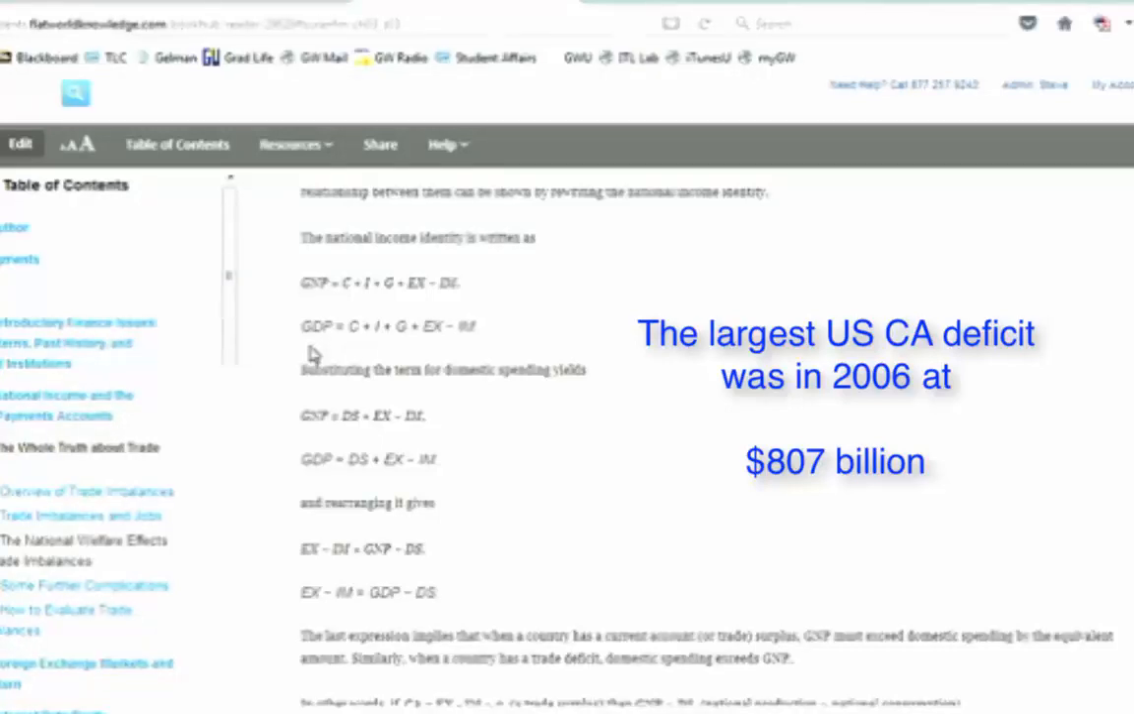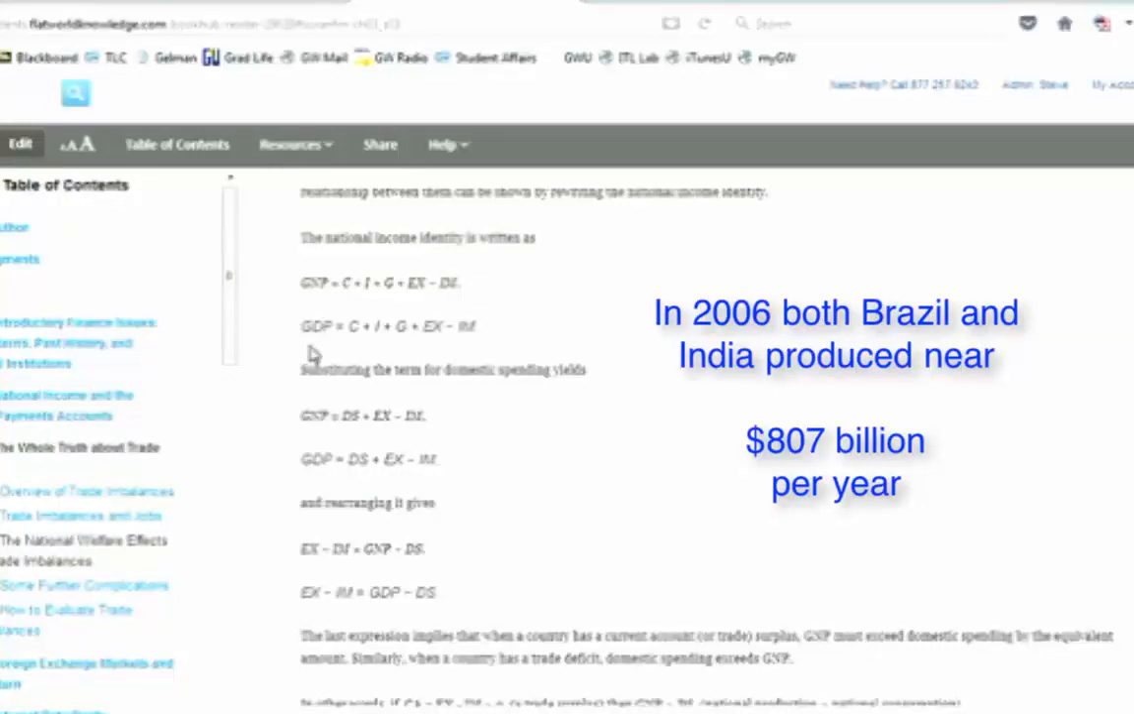Now, one of the things I did back in those years is to look at how big is $800 billion and what other countries actually produce $800 billion worth of goods and services in a year. And the two countries that stood out in 2006 producing about that much was Brazil and India. Now, here's what that means. In 2006, the United States produced a whole bunch of stuff, $14 trillion worth of goods and services, and consumed and used up all of it. And then it consumed an additional entire year's production of the economy of India on top of what was already being consumed in the U.S. economy.